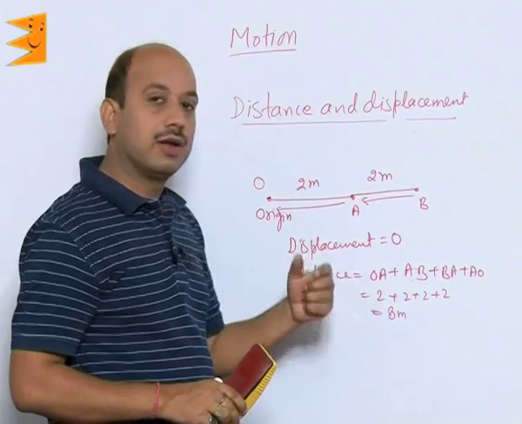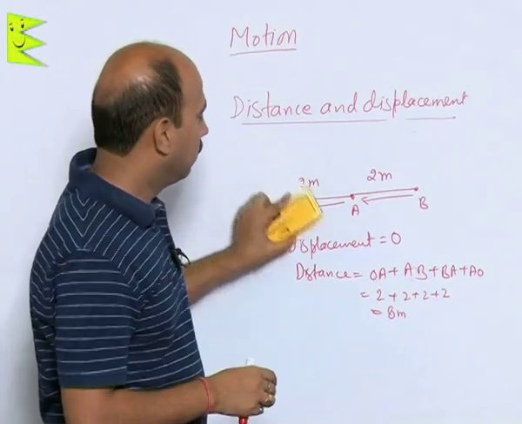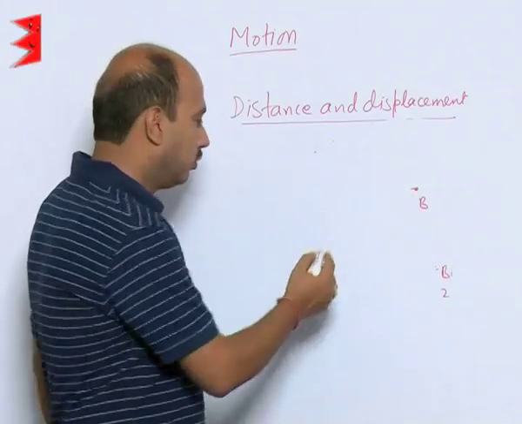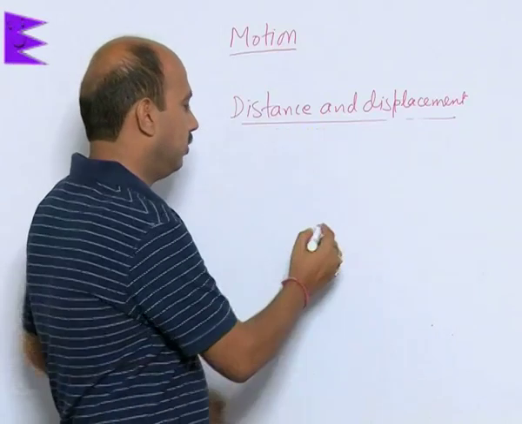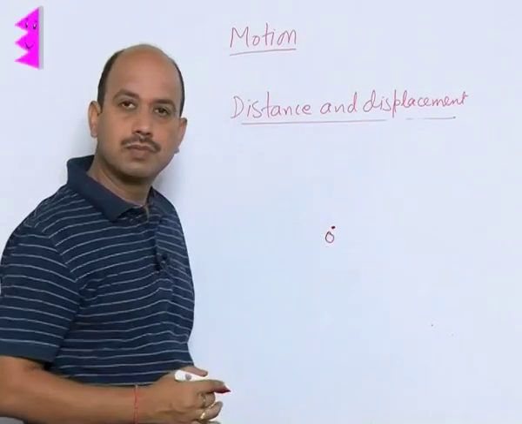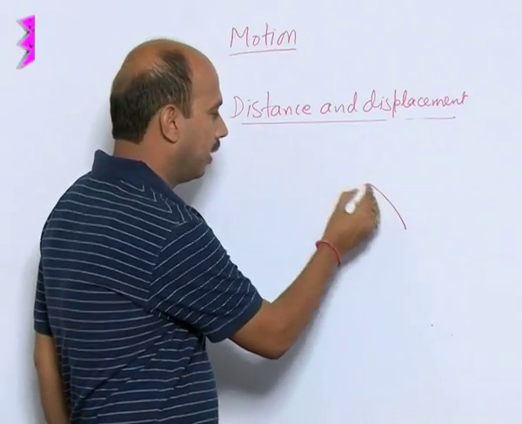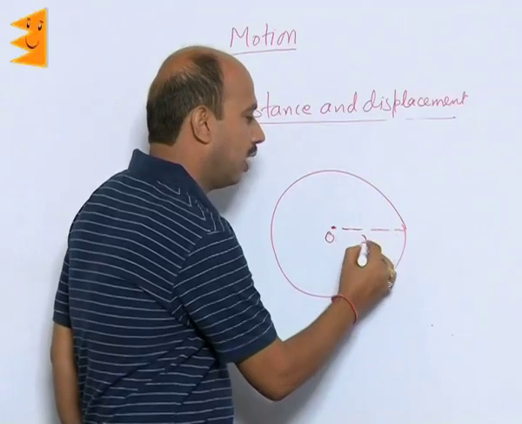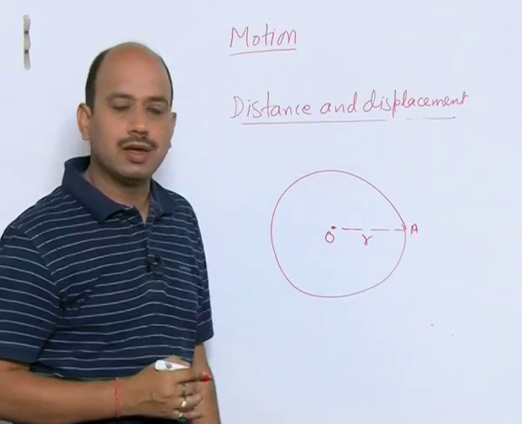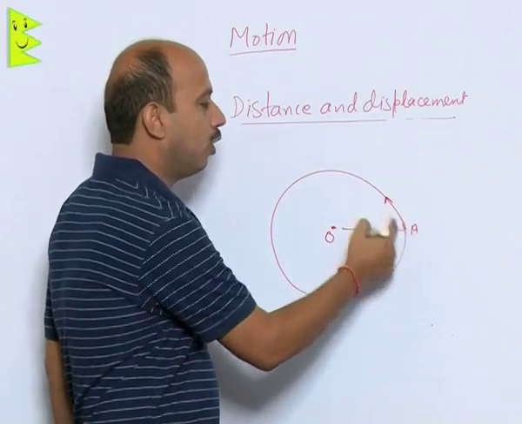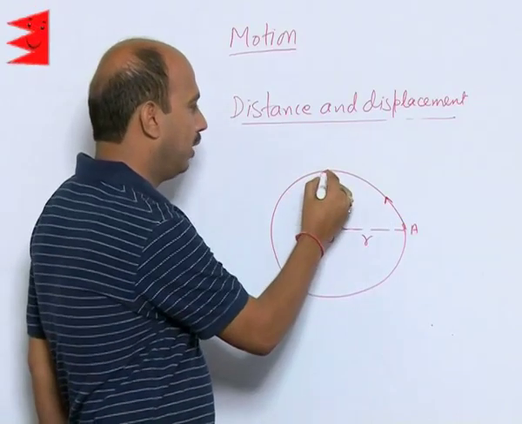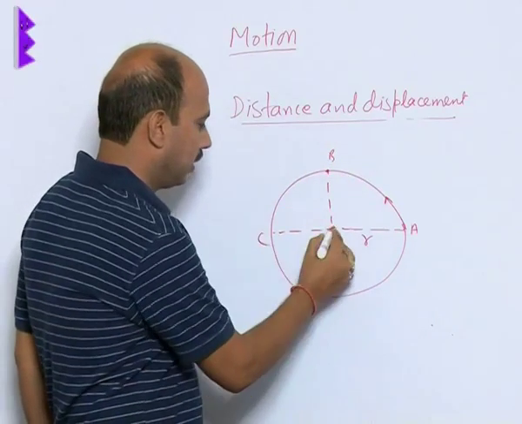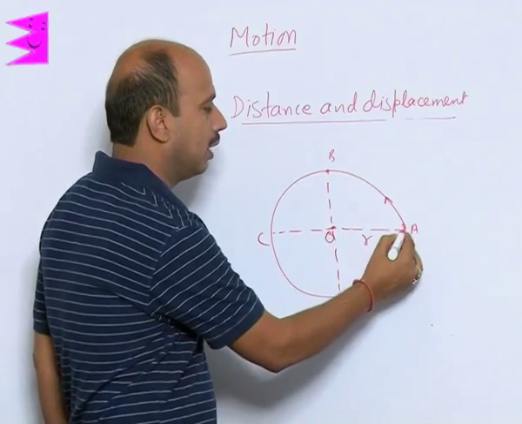Now we will study another example related to this. Suppose you have taken motion of an object in a circular path. Suppose this is the center of the circle, we can call it O. An object starts from the point A moving in a circle like this. This radius I have taken as R, and this was the initial position A. The object has started moving from A, going to the point B, then coming to the point C, then coming to the point D, and ultimately coming back to the point A.